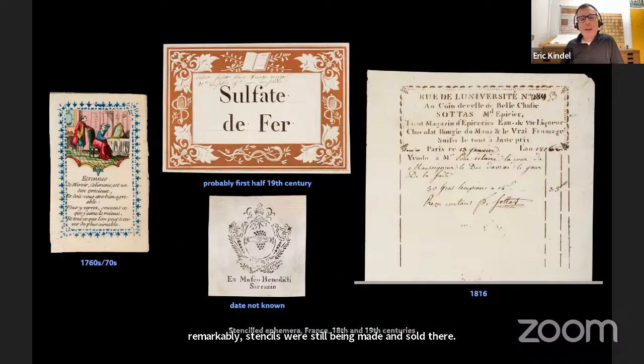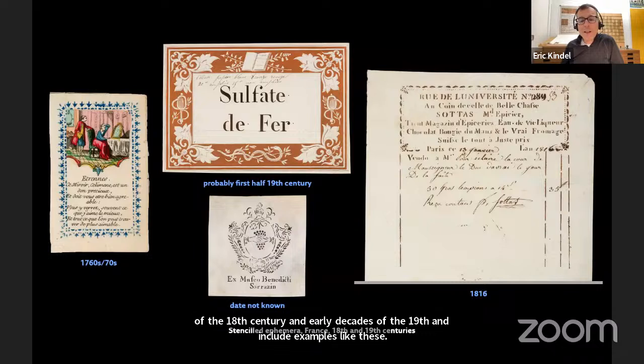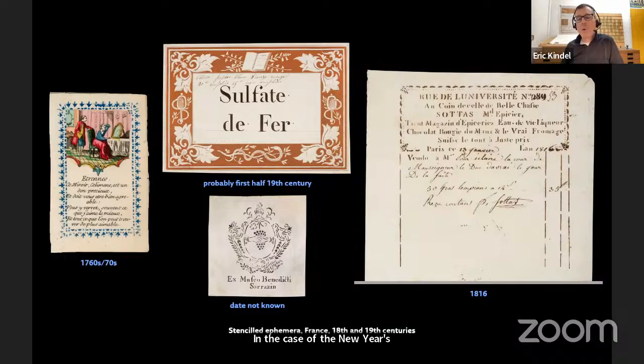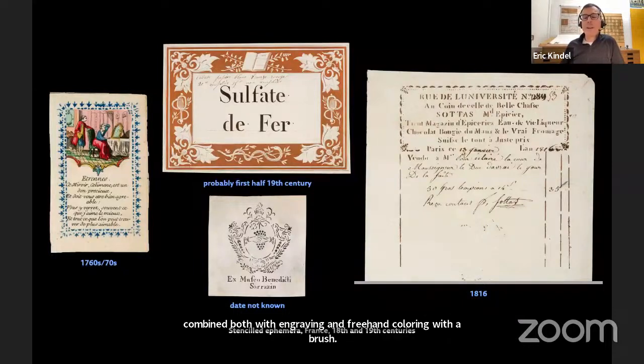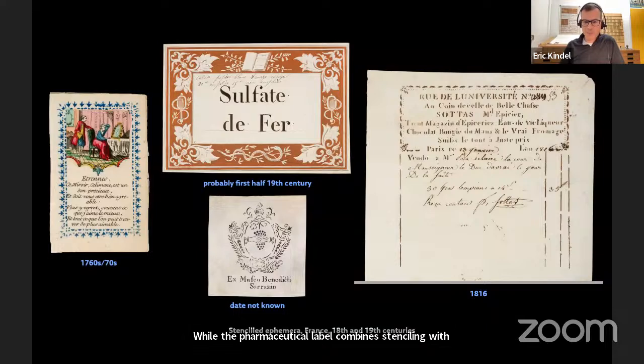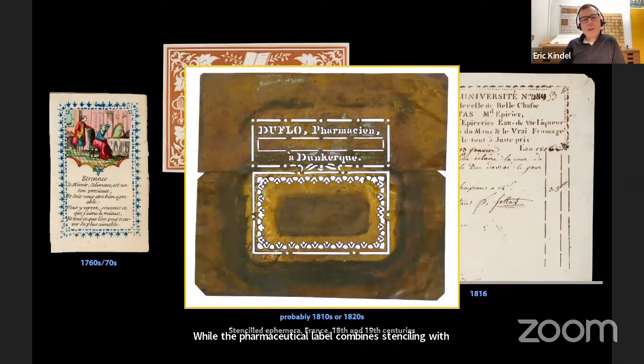Stenciled ephemera produced in France in the latter half of the 18th century and early decades of the 19th include examples like these. On the left, a gift for the new year, then a bookplate, a pharmaceutical label, and a billhead. In the case of the New Year's gift, the stenciling was combined both with engraving and freehand coloring with a brush, while the pharmaceutical label combines stenciling with what I think is lithography. And here I add a stencil from this period used by a pharmacist in Dunkirk to produce small labels for packages of medicinal goods.